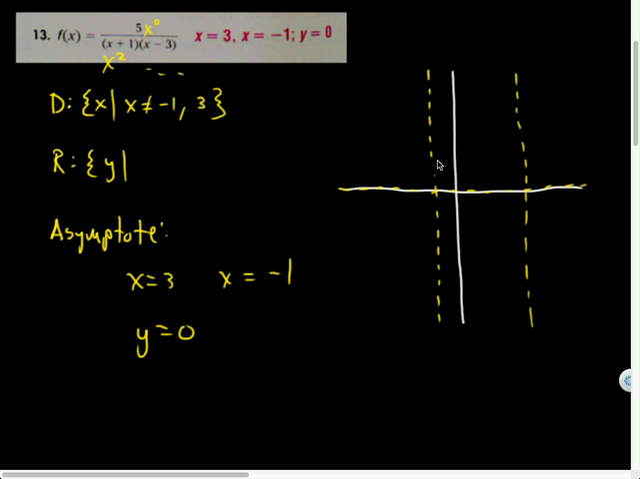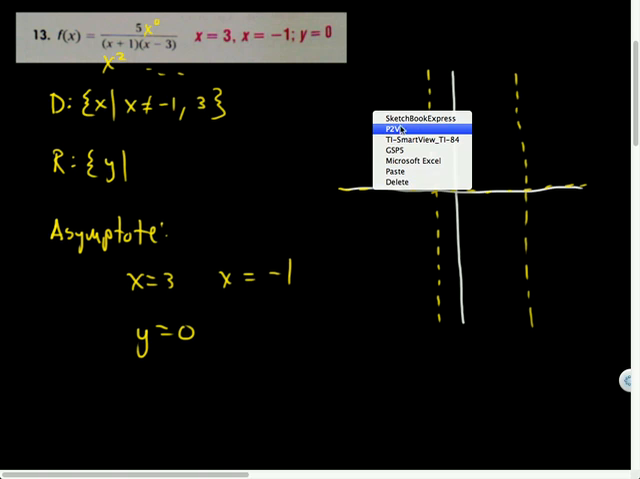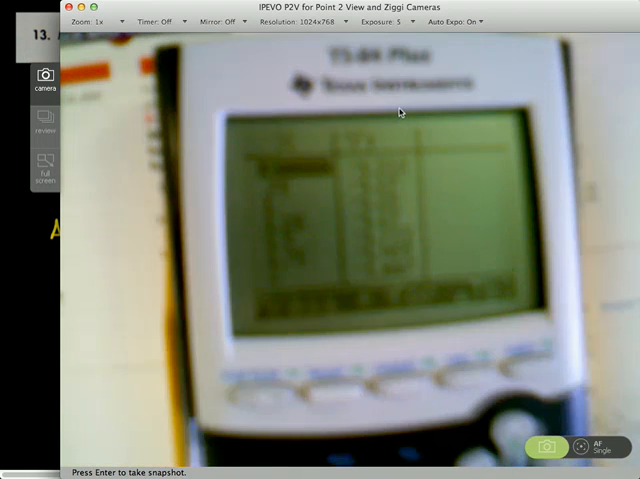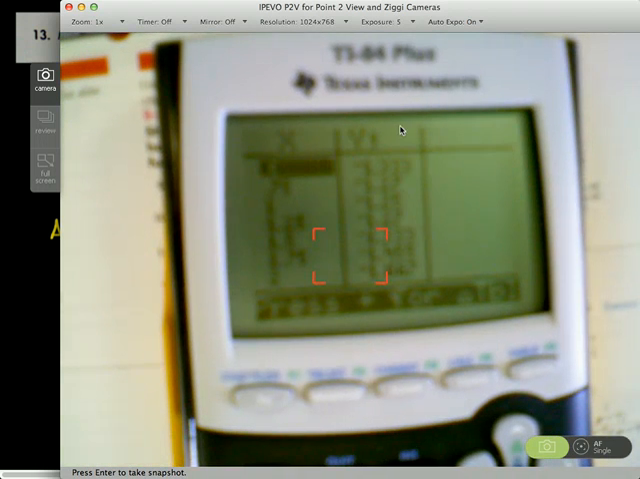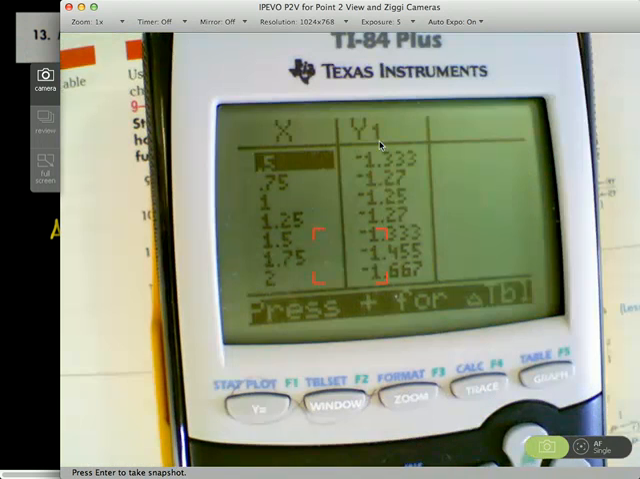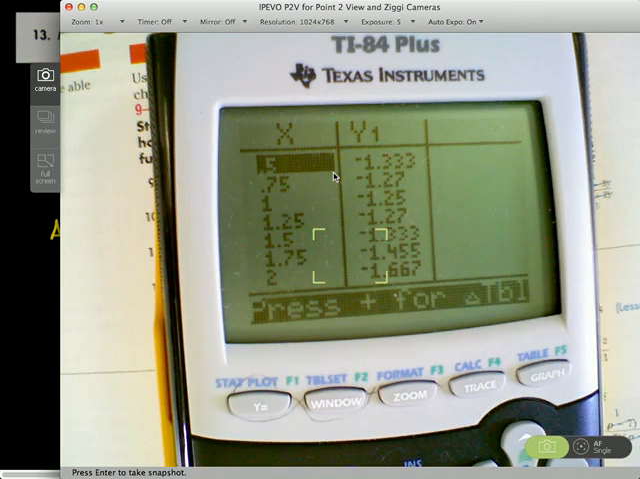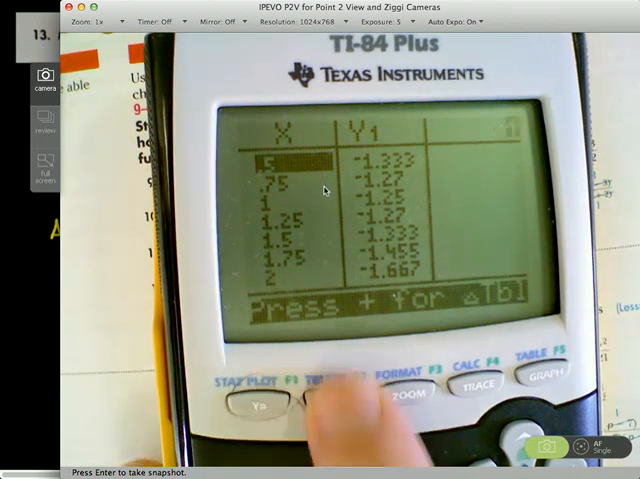So in order to do that quickly, I'm just going to enter y equals 5 divided by parentheses x plus 1, close parentheses, parentheses x minus 3. And let me make a table actually here. It's got the blurries. Here, let's see what's going on here. Let me do some table set.